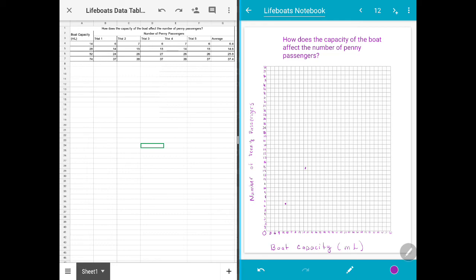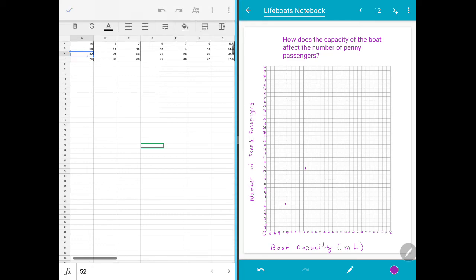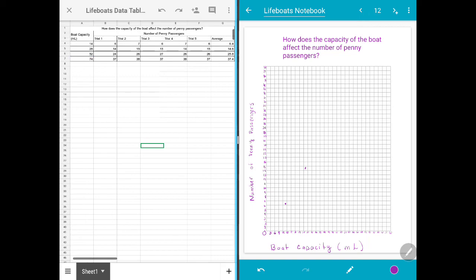My next point to plot will be 52 on the x-axis, because that's boat capacity, and 25.8 on the y-axis. So let's find 52. Well, there's 51. So it's going to be just to the right of 51 and 25.8. So let's go up until I get to 25, which is right there. 25.8 is definitely going to be closer to 26. Come back down, make sure I'm at 52.